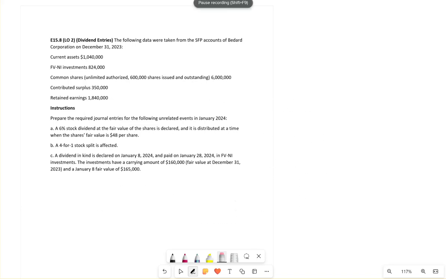So the first one is, in this case, they declared a stock dividend and distributed it. So they did both, so we have to do both entries. How much stock dividend did we declare? 6% of the common shares. So that's what we did, a 6% stock dividend. We have 600,000 common shares outstanding. We distributed 6% of it. The fair value of the stock at the time of the stock dividend was 48.